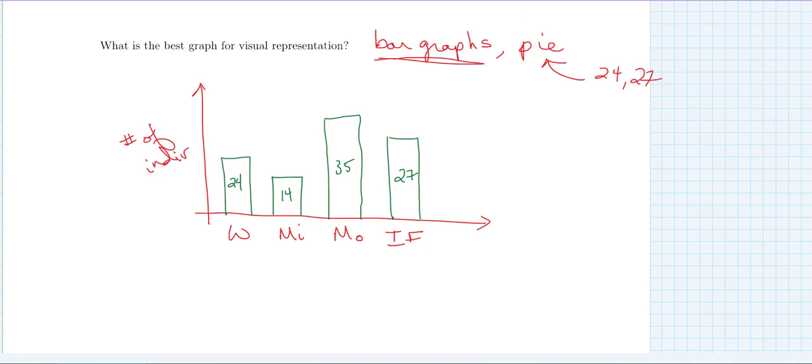Alright, and so for any graph, we want to be able to give it a meaningful title. And so we're just going to give the title mental status of 100 kids.